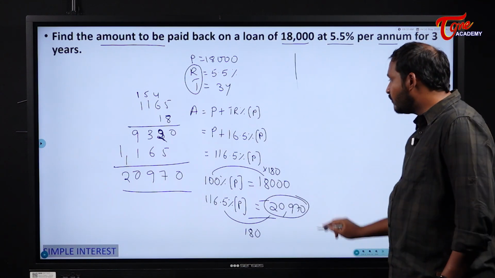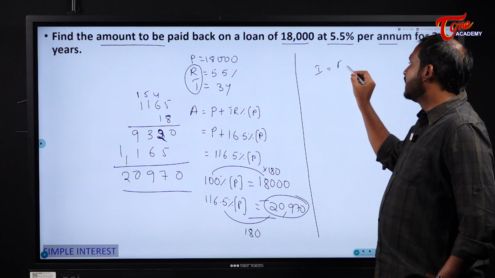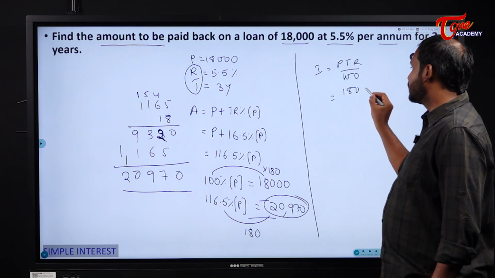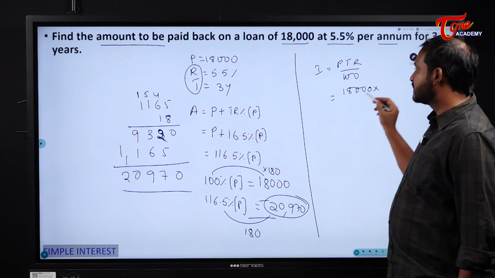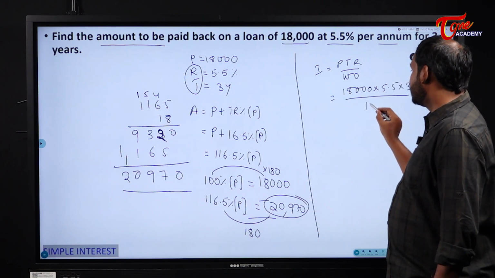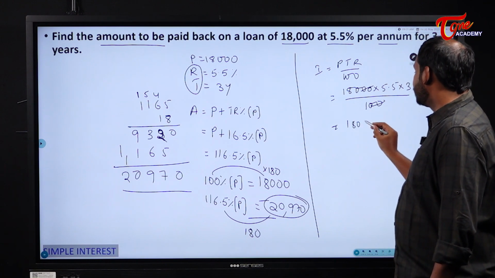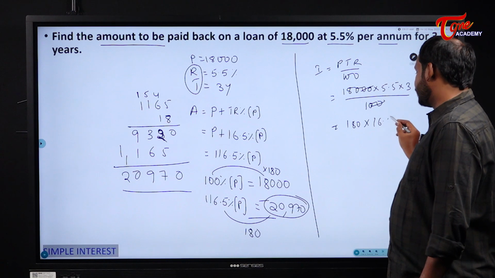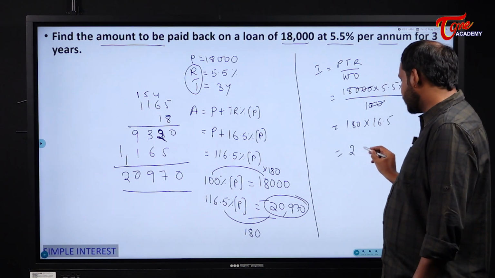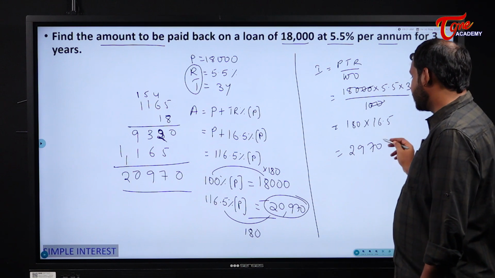See here students, if you go with the traditional method, generally what we will do is, initially we will find the interest, that is PTR by 100. By substituting in this, what it becomes? 18,000 into time period is 5.5 into 3 by 100. 2 zeros get cancelled. So here you will get 180 into 16.5. You will get approximately 2,970.